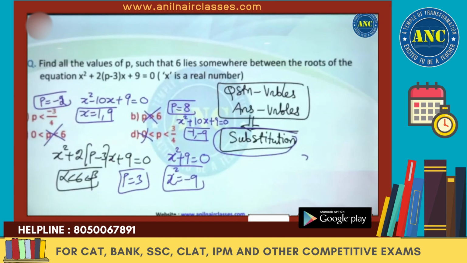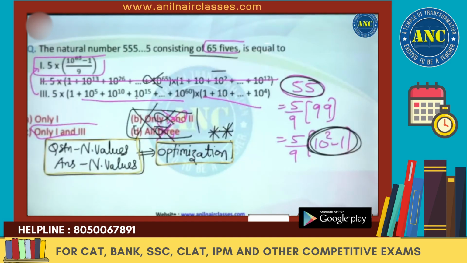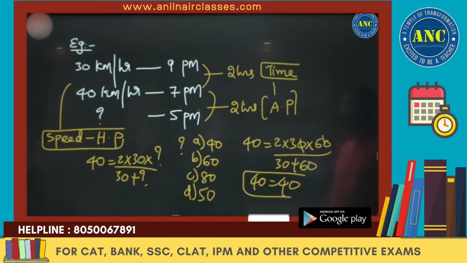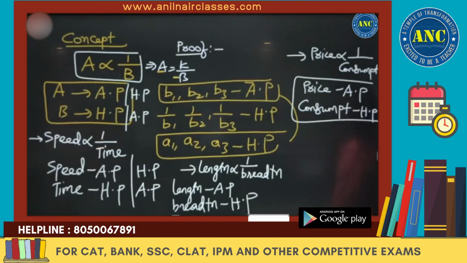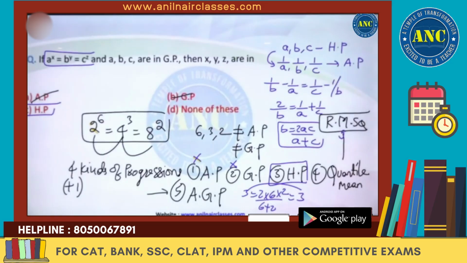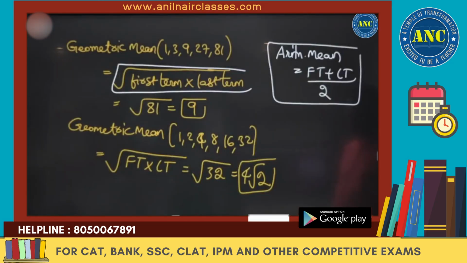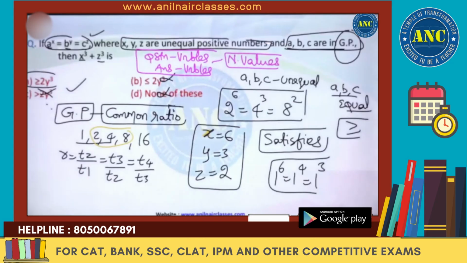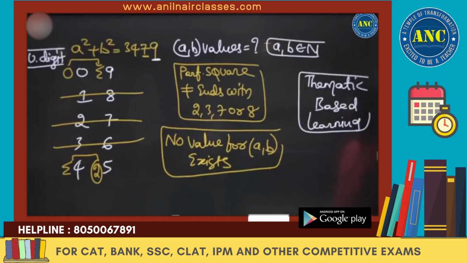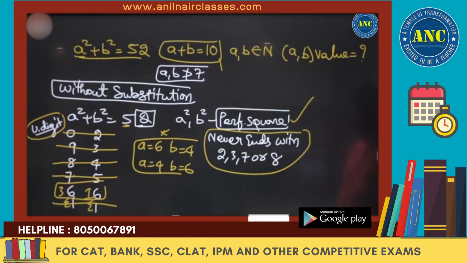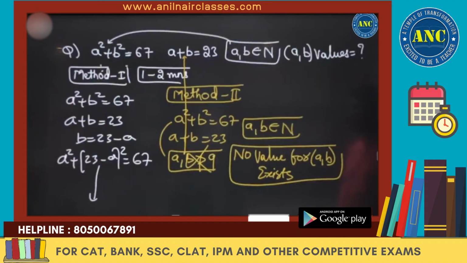How to approximate it. The concept related to surds coming in pairs. Simple optimization method, AP and HP. If any two parameters are inversely proportional, one is in AP, another is in GP. Geometric mean: how to take the values. Perfect square related problems in algebra based questions.